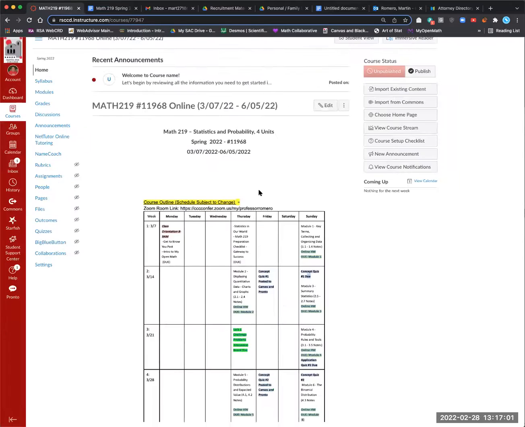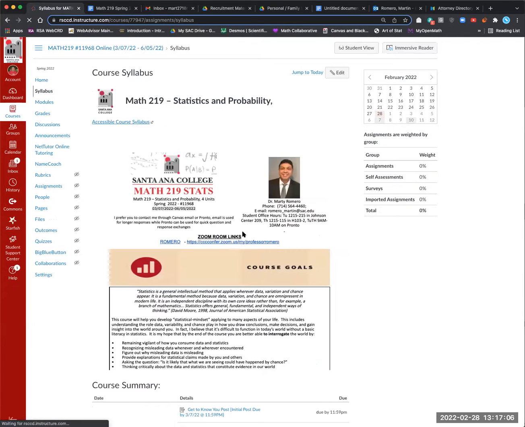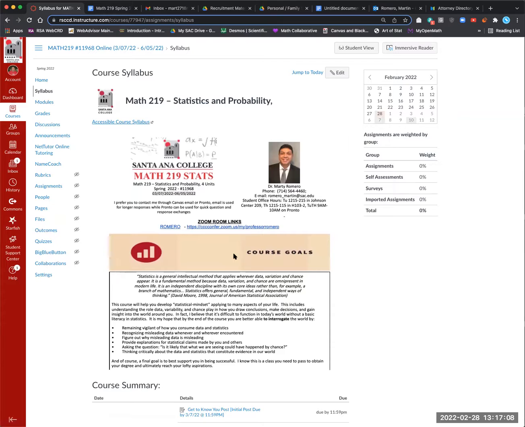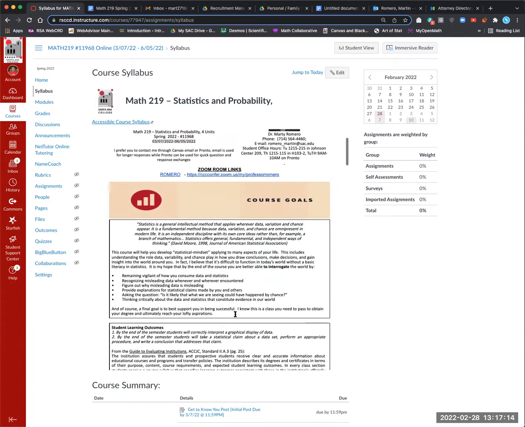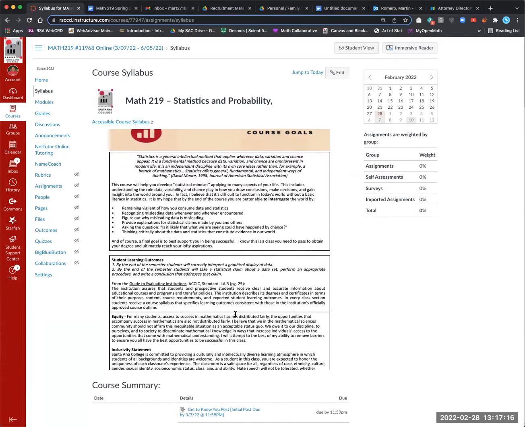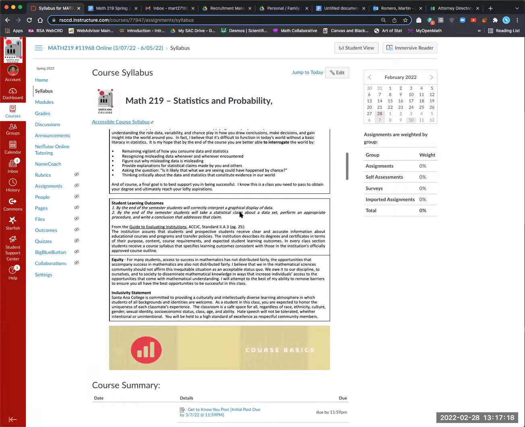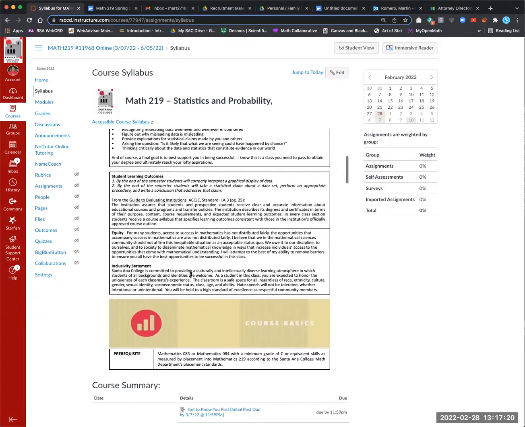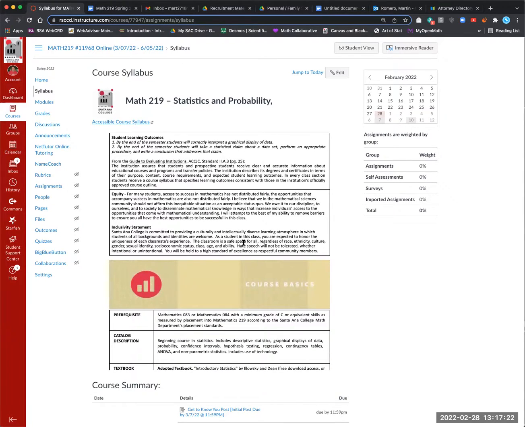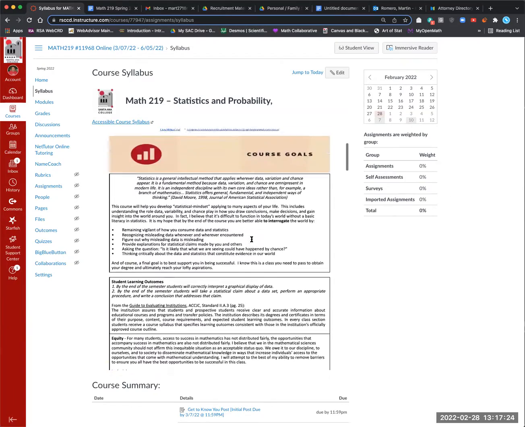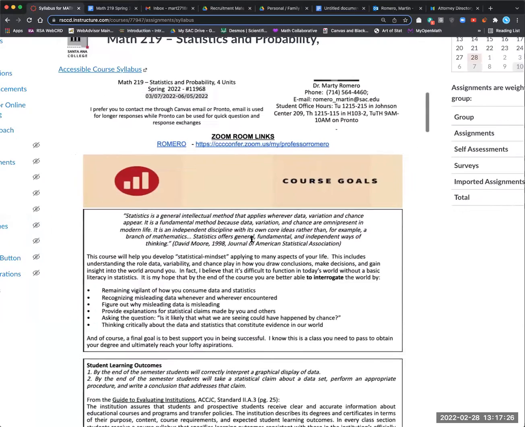So that's the calendar you want to review. You want to go ahead and look at the syllabus too, with all the important information, including how to contact me. My office hours will be using Pronto, which is an app that we use to communicate, and you can also use email. You'll learn about my goals for the class. Hopefully you spend a little bit of time getting to understand what we're trying to do with the class and some of our goals.